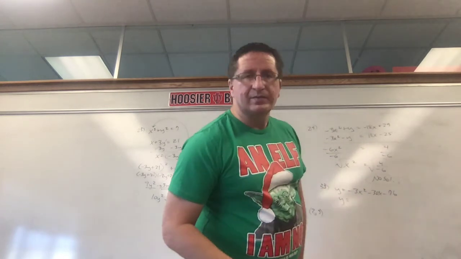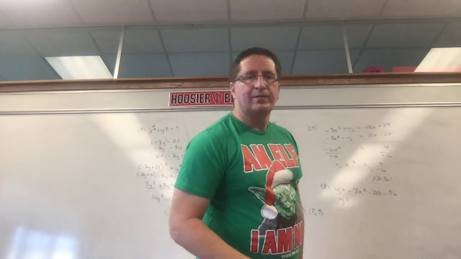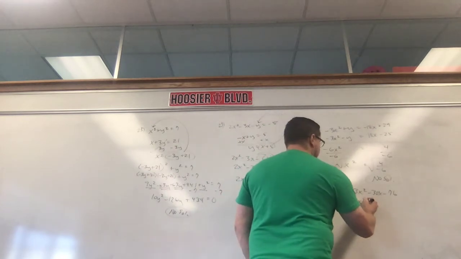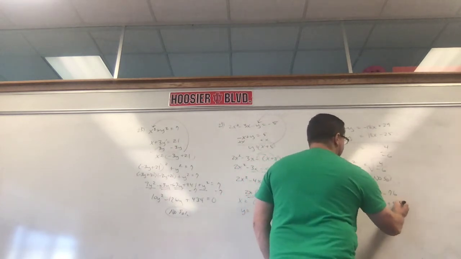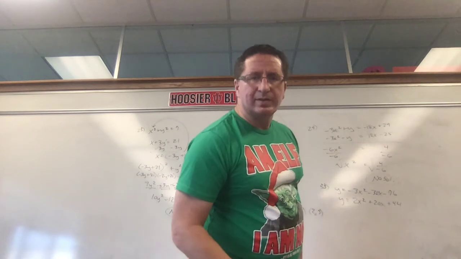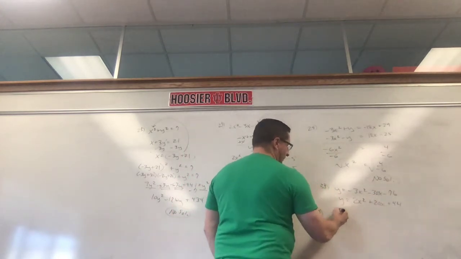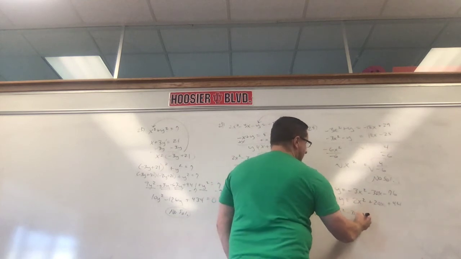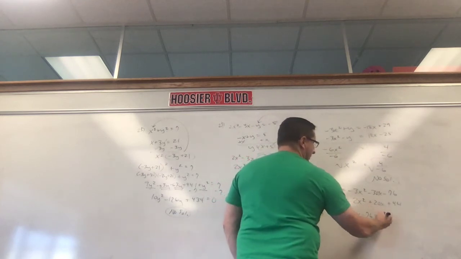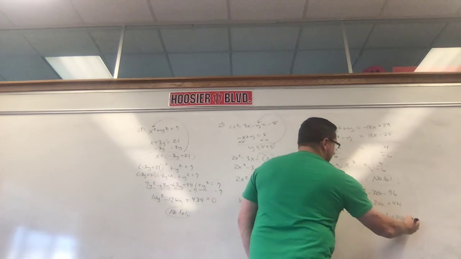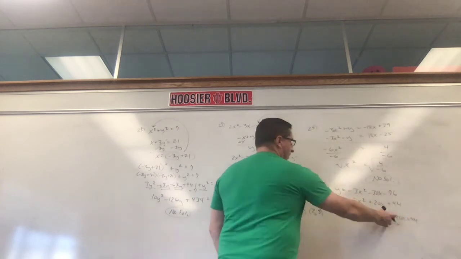So, negative 3x squared, negative 30x, negative 76. And 2x squared plus 20x plus 44. Is that what I said? Yes, it is. If y equals this and y equals that, this equals that. So negative 3x squared minus 30x minus 76 has to equal 2x squared plus 20x plus 44. Again, a quadratic has to equal 0.